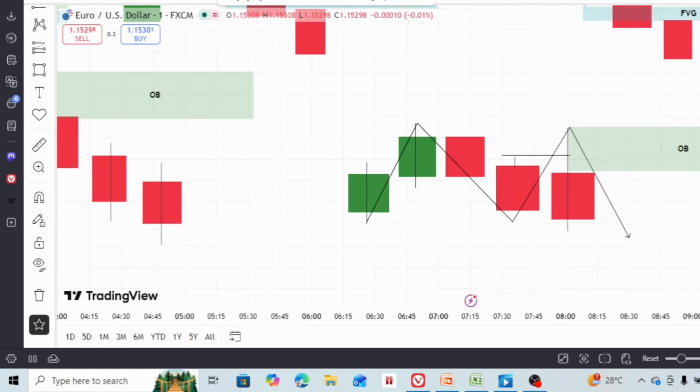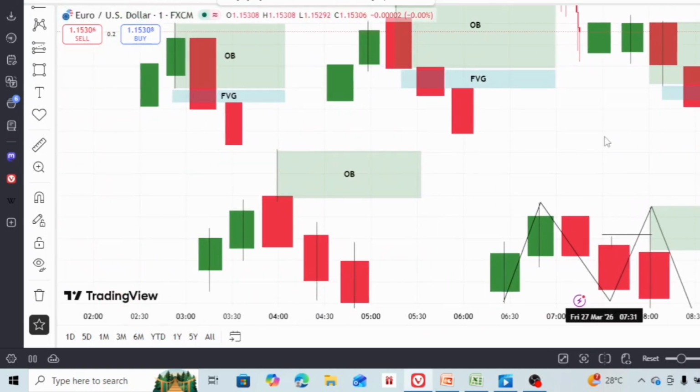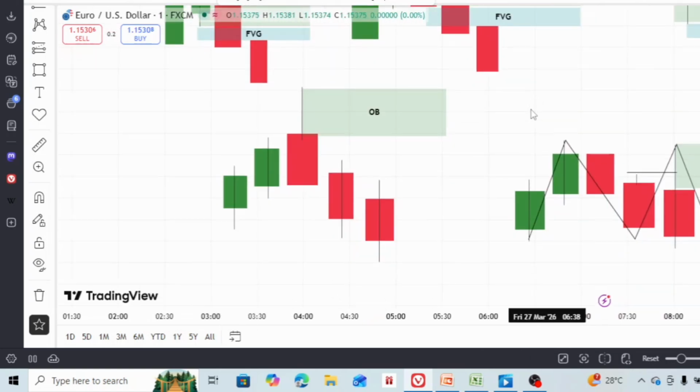But it should remain unmitigated. If it is mitigated, then we cannot consider taking this as an order block, because it is for only one time use only. So this is about the order block.